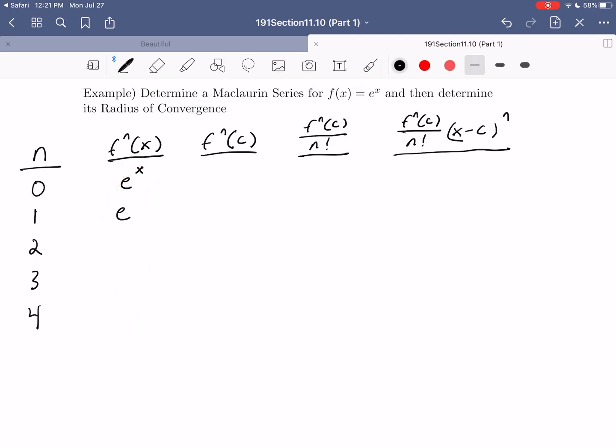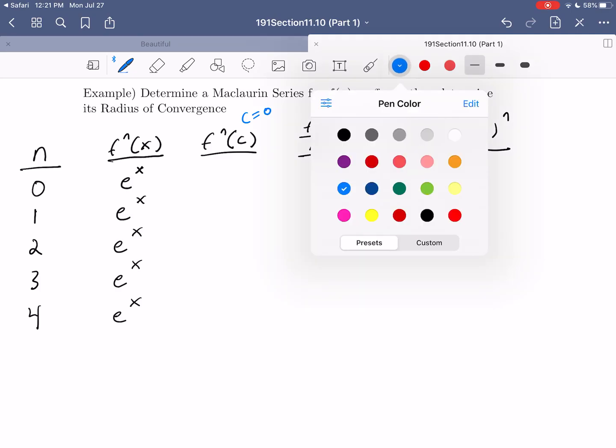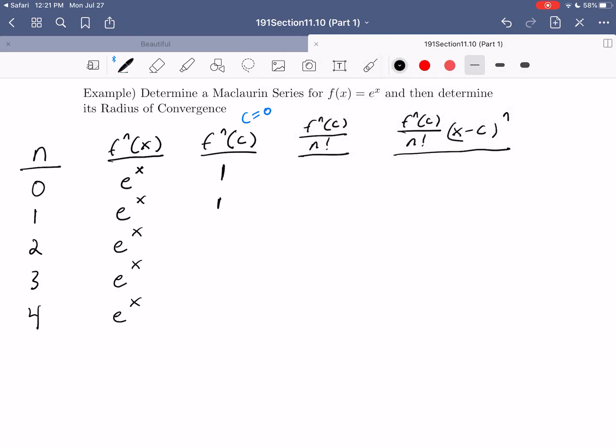If we differentiate, we get e to the x, then e to the x, then e to the x, then e to the x. Now again, we're only doing the first couple terms just to establish a general pattern, and then we'll write out the full infinite series. So now we need to evaluate each of these at the center, which, since it's a Maclaurin series, equals 0. So c equals 0 here. At c equals 0, each of these is just 1. Then here we're going to have 1 over 0 factorial, 1 over 1 factorial, 1 over 2 factorial, 1 over 3 factorial, and 1 over 4 factorial.